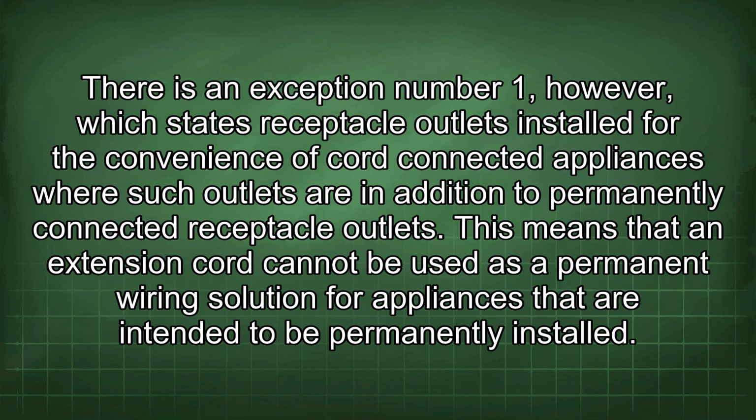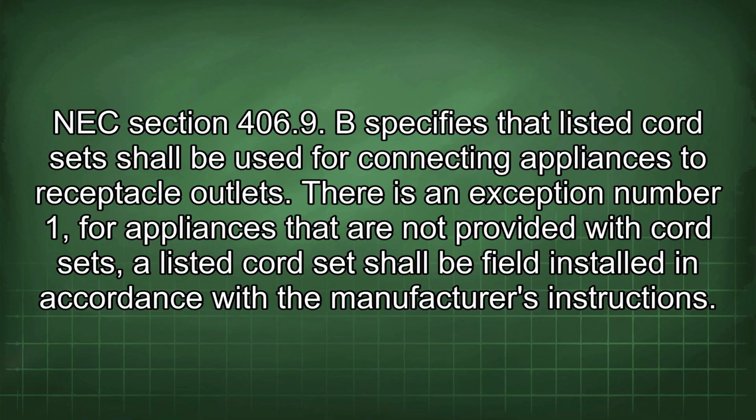There is an exception number 1, however, which states receptacle outlets installed for the convenience of cord-connected appliances where such outlets are in addition to permanently connected receptacle outlets. This means that an extension cord cannot be used as a permanent wiring solution for appliances that are intended to be permanently installed.